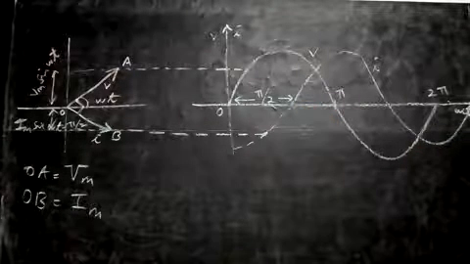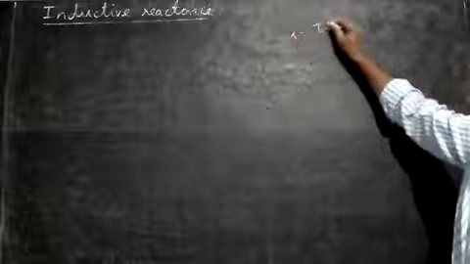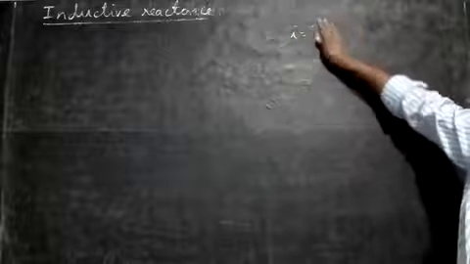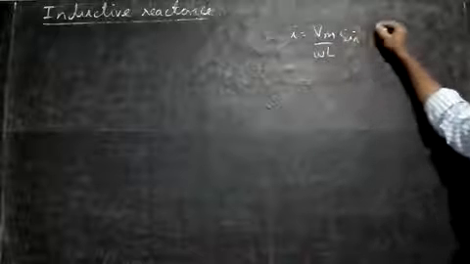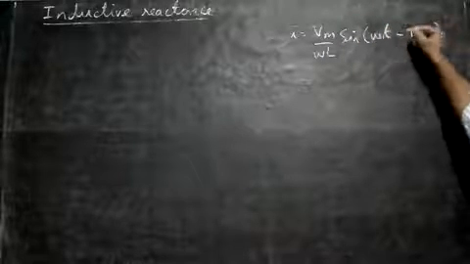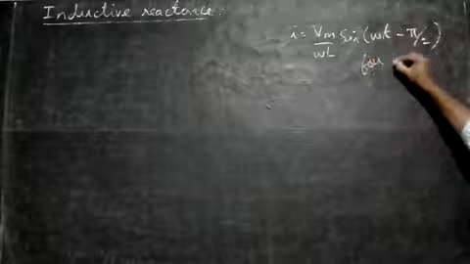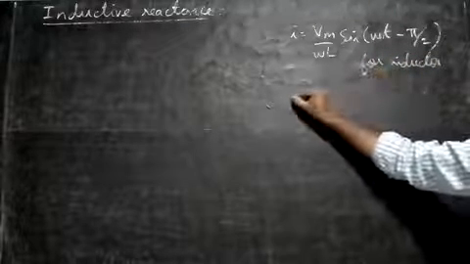Next we'll see what is meant by inductive reactance. Let's now go to the next topic, inductive reactance. Now let us take the equation of the current that we got here, I is equal to Im sin omega t. Before that we got Vm by omega L into sine of omega t minus pi by 2, for the inductor circuit.